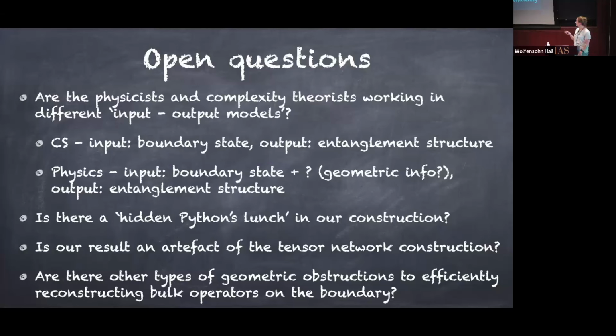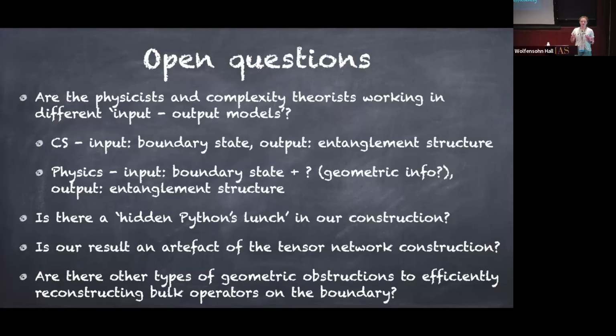Another one is that maybe there's a hidden Python's lunch in our construction that we've missed. We took into account the randomness, but Python's lunches are relatively new as concepts. So there might be some other reason why there's a Python's lunch in our construction that we haven't picked up on yet. I think this could be an interesting thing to look at to try and understand the Python's lunch conjecture better.